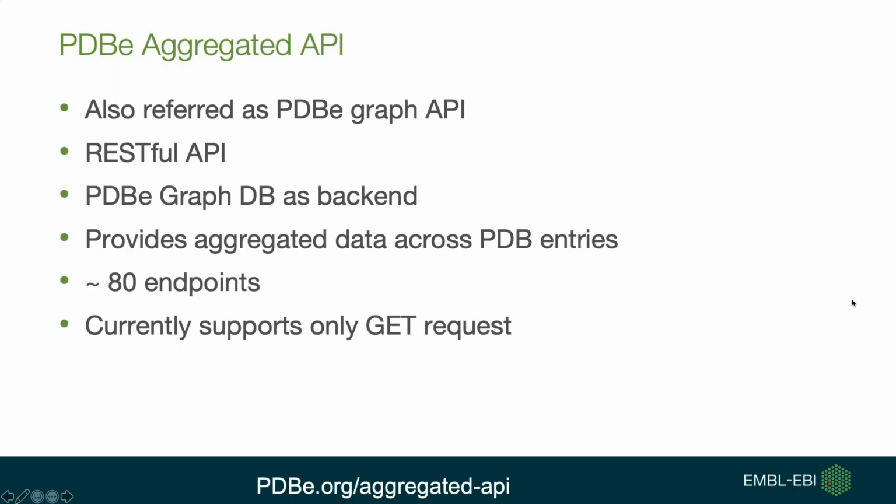So the PDB aggregated API or Graph API is a RESTful API powered by the PDB graph database. This provides the API calls for aggregated data from across relevant PDB entries, for example, based on entities, UniProt IDs, residues, and more. It currently serves close to about 80 endpoints, and it currently supports only GET requests.